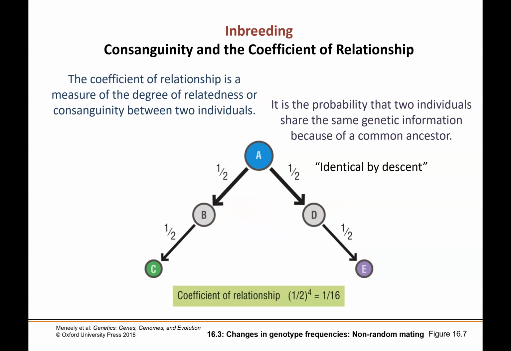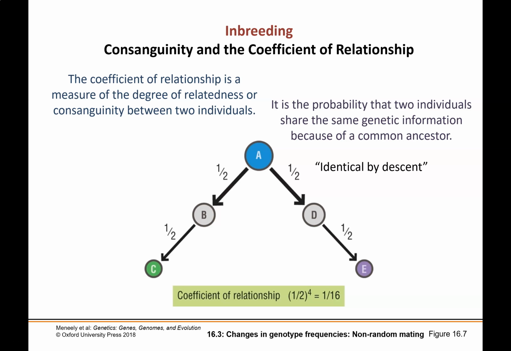So the correct term for inbreeding is consanguinity. Consanguinity means common blood. So it's just indicating that you have the same blood coming from both parents. Any two individuals from a common ancestor are going to be related by their genetic material. And the chance that somebody is identical by descent, meaning that they have the same genetic information because of a common ancestor, is going to decrease with the number of generations that you are from somebody.